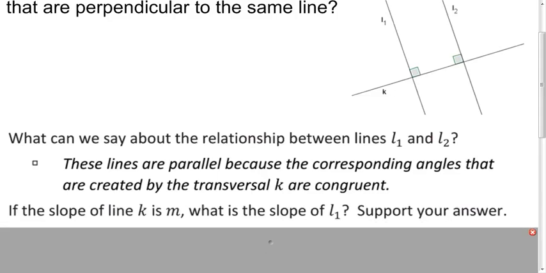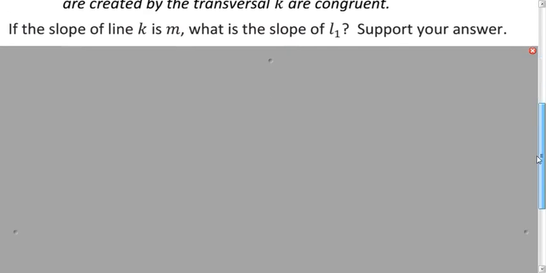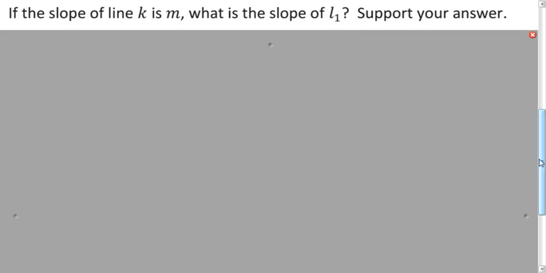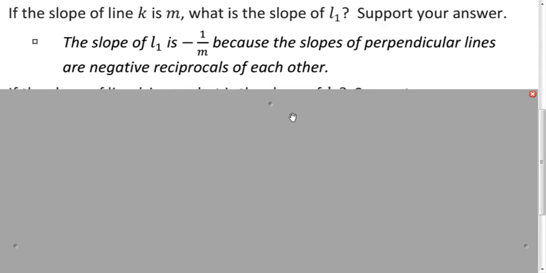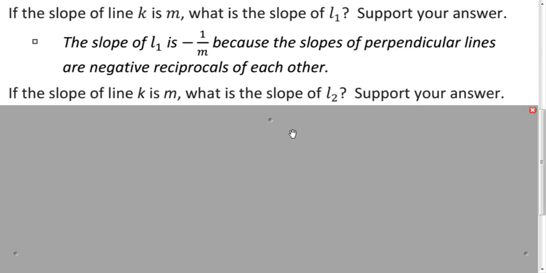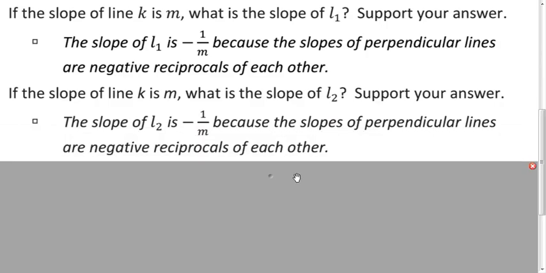And what do we know about the slope of L1? Well, we know it's perpendicular to K, and they tell us that the slope of K is M. And so since they're perpendicular, the slope would be the negative reciprocal. So -1 over M. What about L2? Well, L2 is also perpendicular to line K, so its slope will be -1 over M.